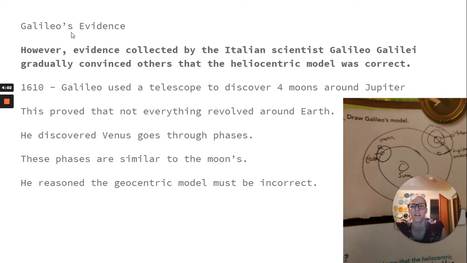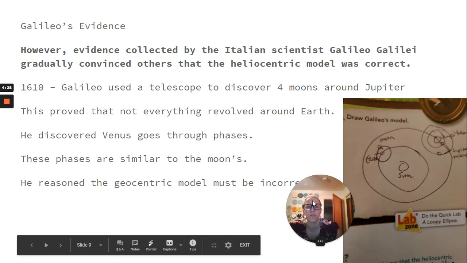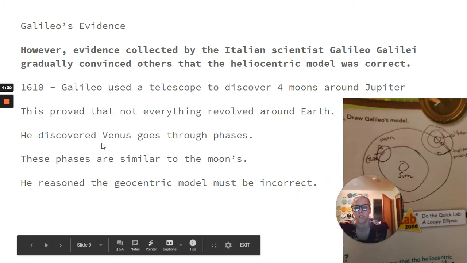So Galileo's evidence. However, evidence collected by the Italian scientist Galileo Galilei gradually convinced others that the heliocentric model was correct. So remember, that was the one that said sun-centered. In 1610, Galileo used a telescope to discover 4 moons around Jupiter. So you can see that in the picture. There's 2 there, but there would be 2 more. And here we have Earth, the moon, and sun again. This proved that not everything revolved around Earth.